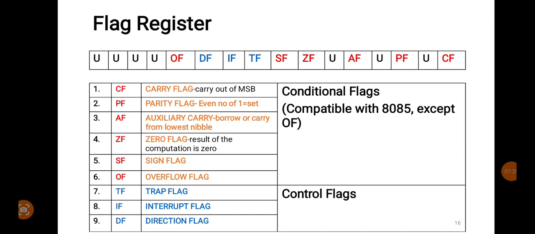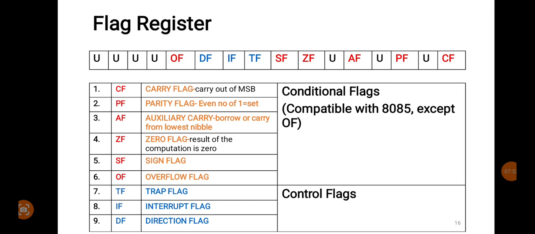Carry flag means the carry is generated from the MSB bit. It may be an 8-bit, which means the 9th bit will be called the carry. If it is 16-bit, the 17th bit is called the carry. And parity flag means the result has an even number of ones. That time it will be set.